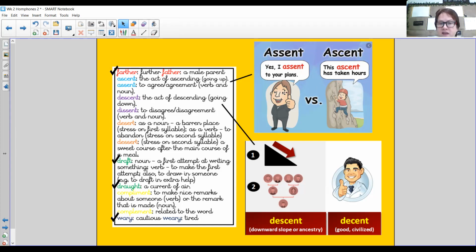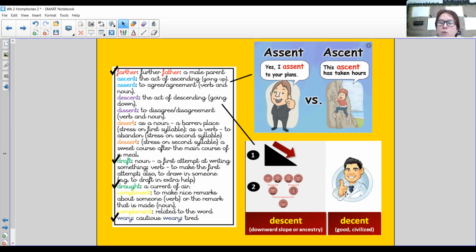So we've got assent, now we've got descent. So we've got the descent going down a slope, or in this example, the people that are underneath in maybe a management system.